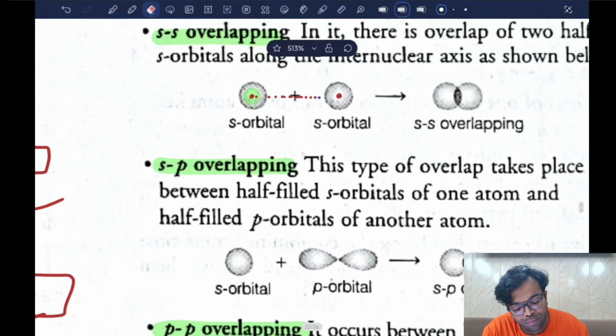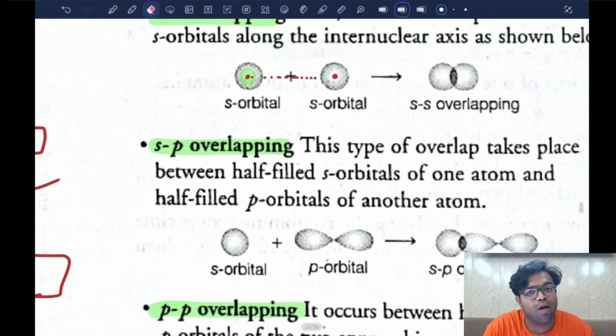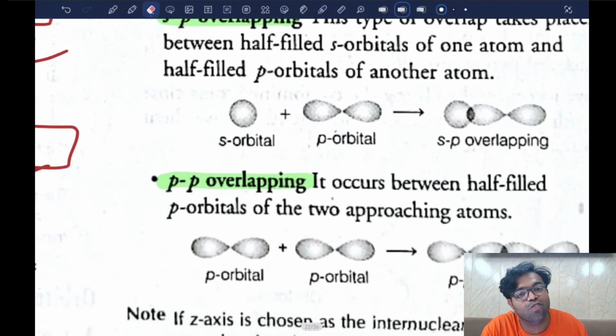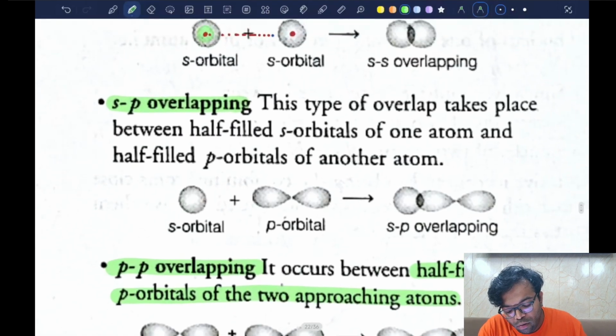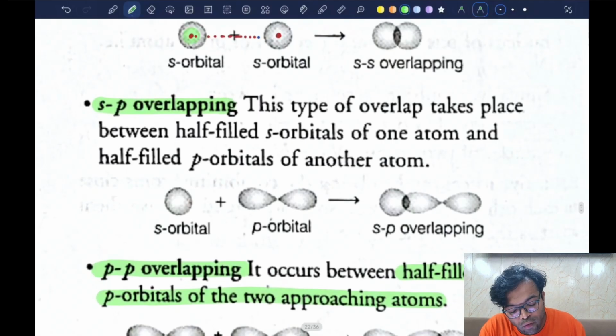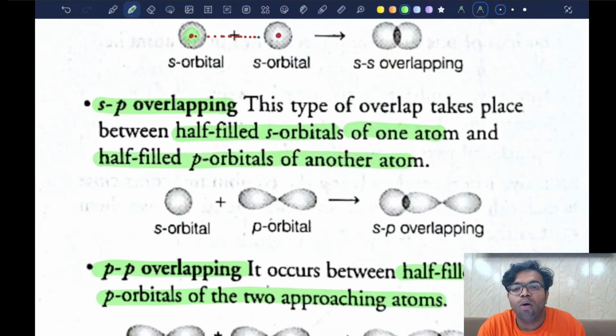Now, what about the sp overlap? Again, you have an s orbital and a p orbital. Both of them are basically overlapping each other to form an sp bond or an sp overlap. Next, you have the pp overlap. It occurs between the half-filled p orbitals of two approaching atoms. Now I forgot to mention this one thing. This is the type of overlap that takes place between the half-filled s orbital of one atom and the half-filled p orbital of the other atom. Now, what is the meaning of half-filled overlapping?